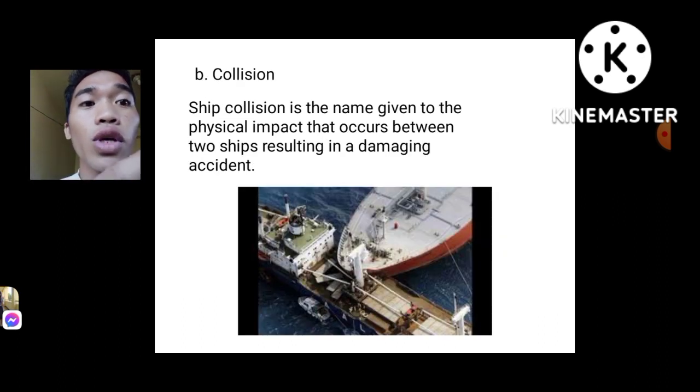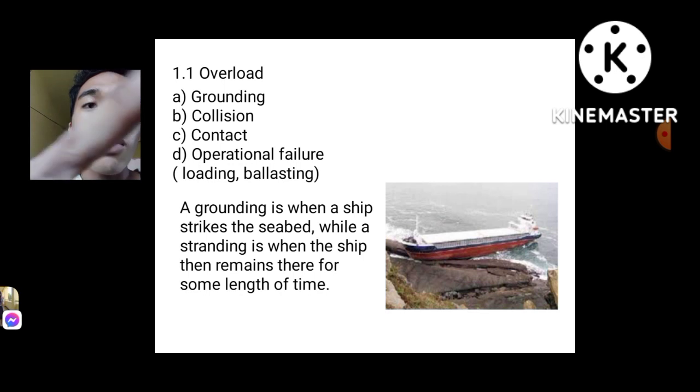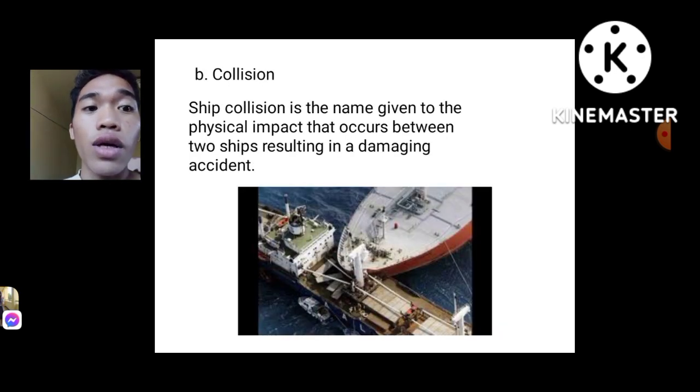So the second is collision. Ship collision is the name given to the physical impact that occurs between two ships, resulting in a damaging accident. So collision is one of the damages under overload. Kanang magbangga, makuha ang malumping sa steel structure. So na-picture ninyo na nabanggaan ang isa ka ship.